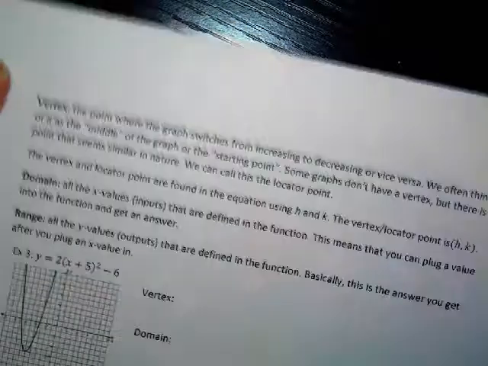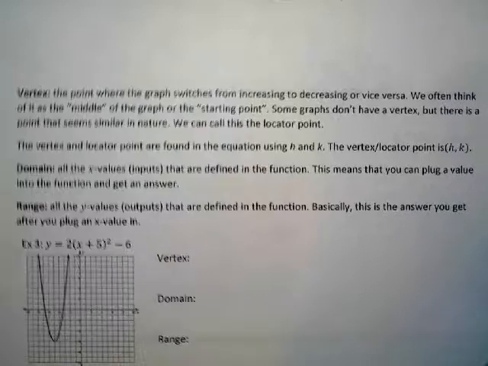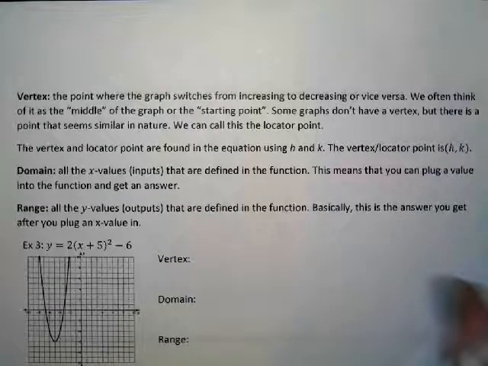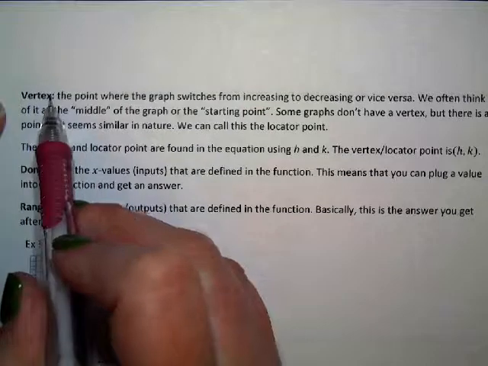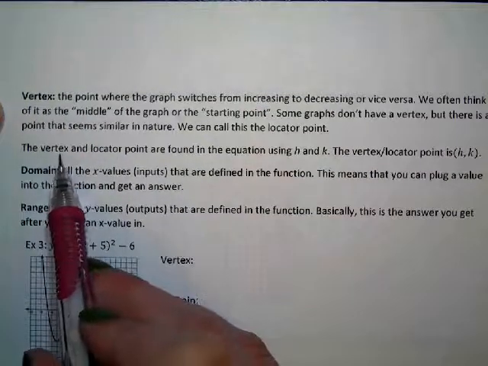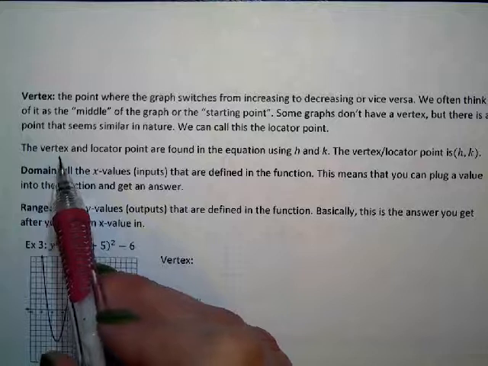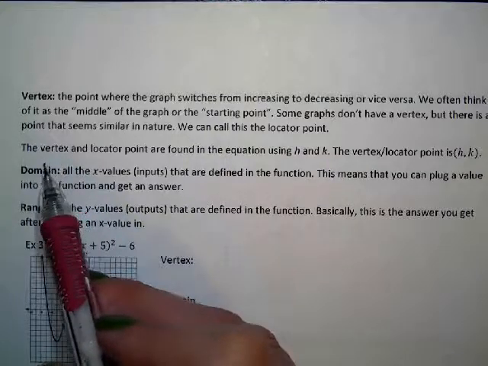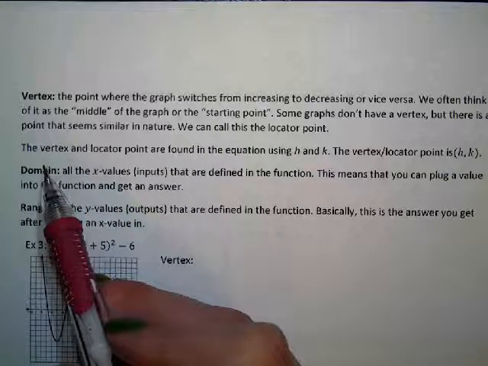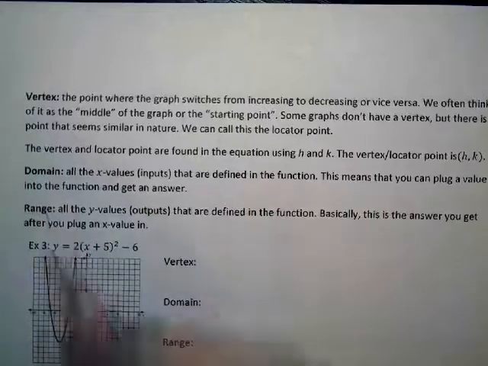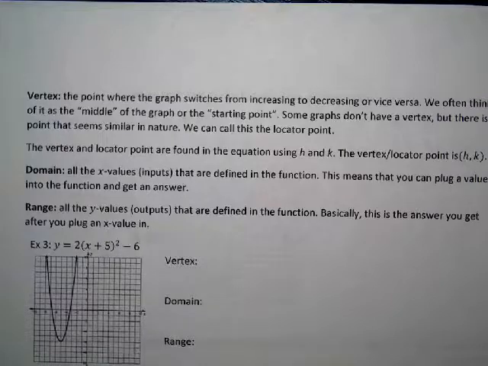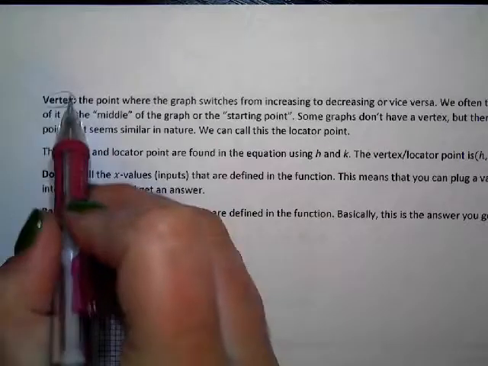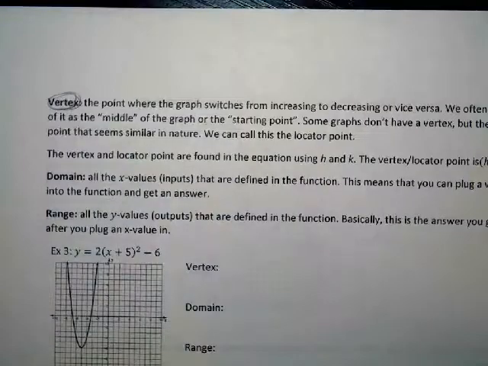All right, so these words. Last time we did a lot of fill in the blank. We're not doing fill in the blank this time because we've learned the definitions before, but we learned about vertex. If it's a type of parent graph that doesn't have a vertex, then we would call it a locator point. With a quadratic, we do have something that's switching from decreasing to increasing, so for this we're going to use the word vertex. Vertex is appropriate for this context.